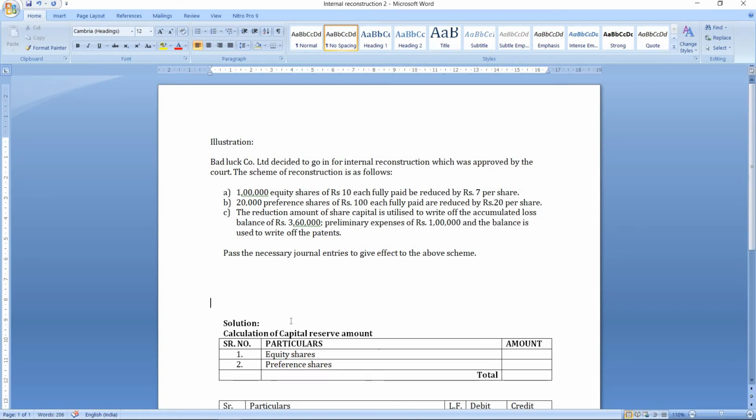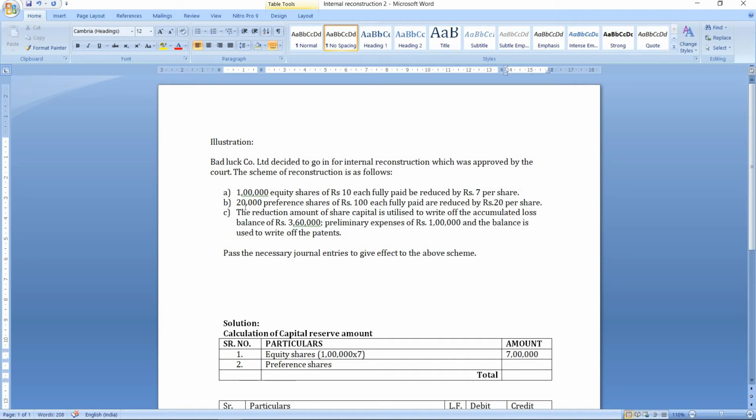So let us first calculate how much is the capital reduction amount that we are going to get. Now how to calculate this? I will tell you. So 1 lakh equity shares of rupees 10 are to be reduced by rupees 7. Here we have to consider how much amount is reduced. From equity shares you have to reduce rupees 7. So let us see the amount. It will be 1 lakh shares into rupees 7. So this is your capital reduction amount. Amount will be 7 lakhs. So you have to show it like this.